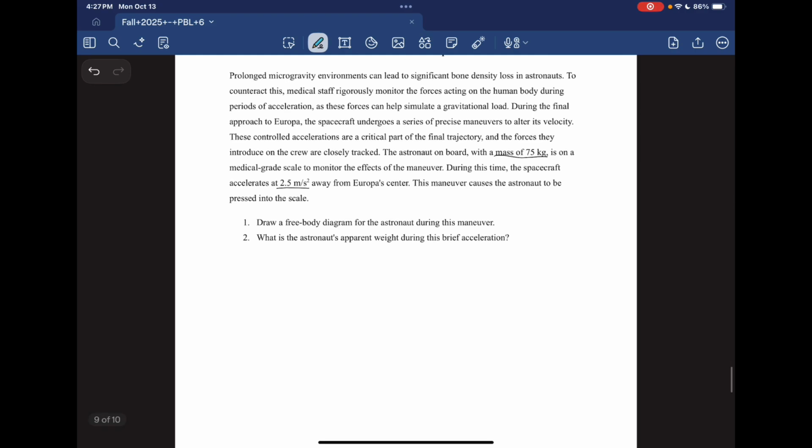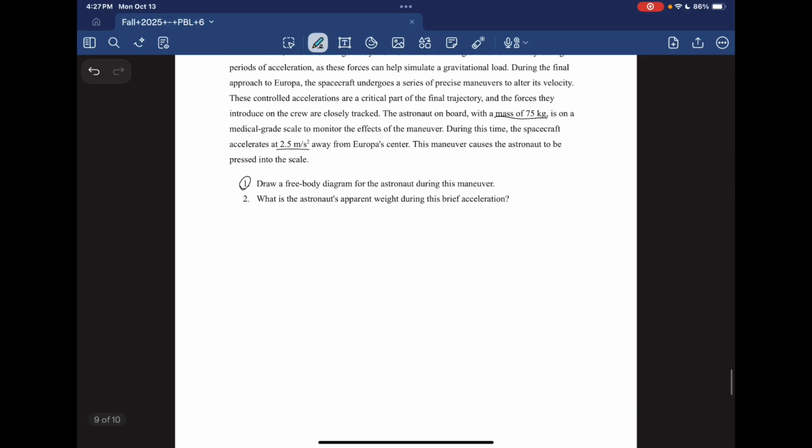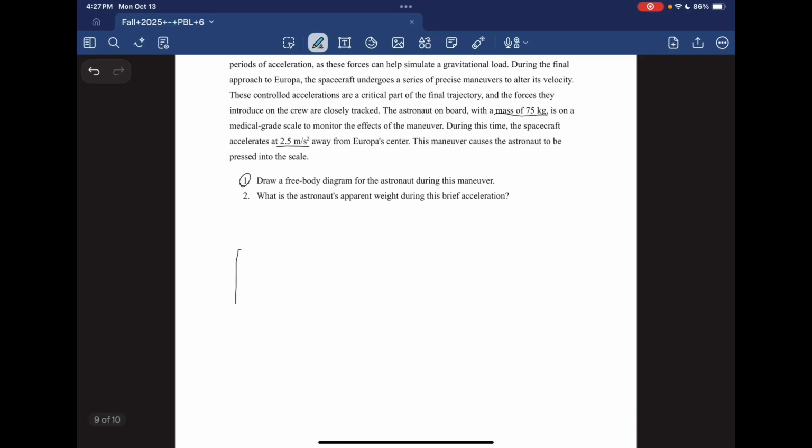First question is to draw a free body diagram for the astronaut during this maneuver. So we'll say that this is our astronaut. Label him A. There is still a force of gravity from Europa acting on the astronaut. And then since he's on a scale, there is a normal force pressing against him.